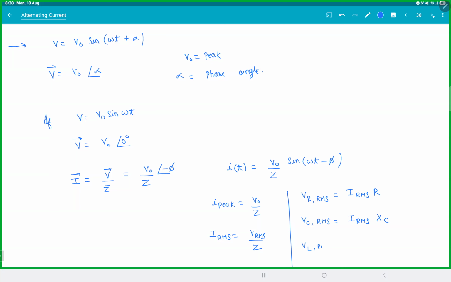VL RMS will be I RMS into XL and so on. So if you just want RMS values, you can just use V is equal to IR. Generally, that is a type of question they'll ask you at mains and BITS. Clear with this?